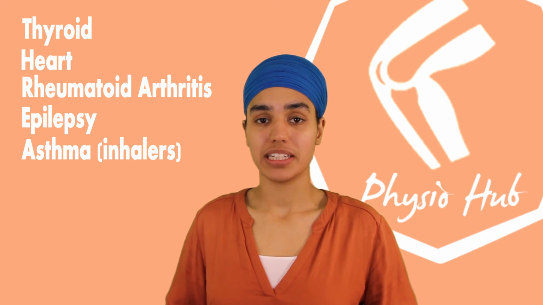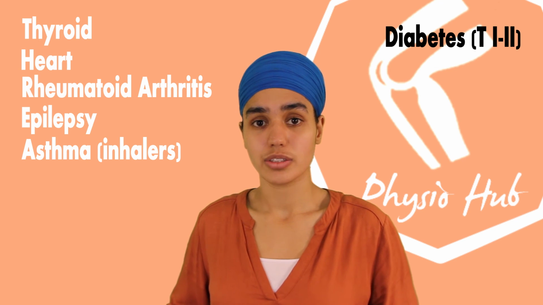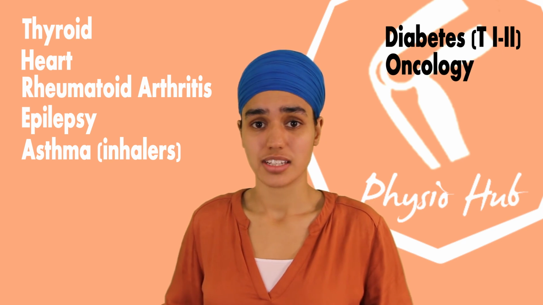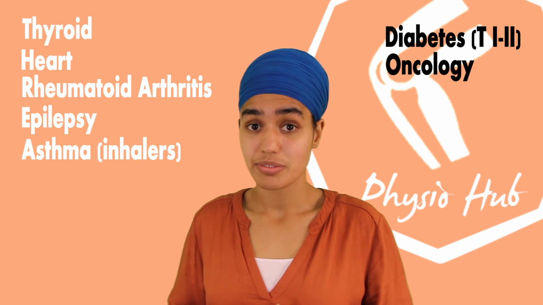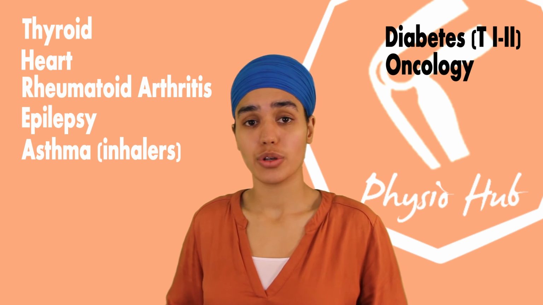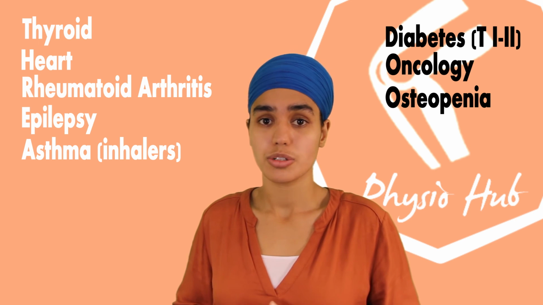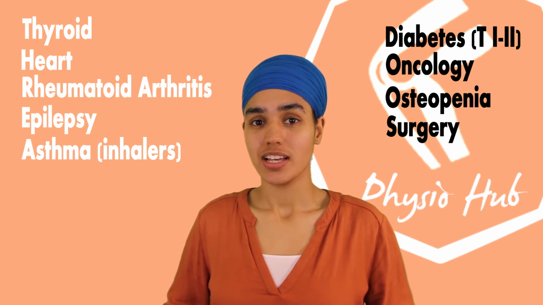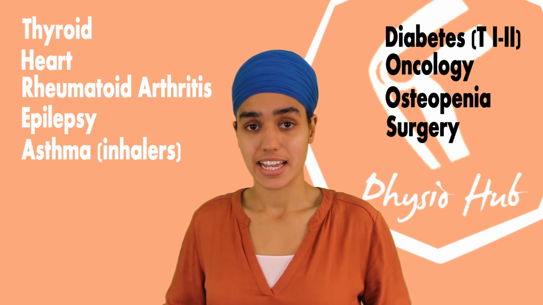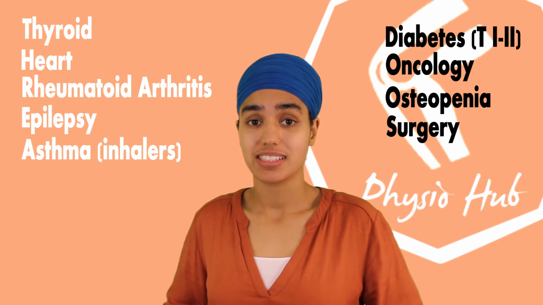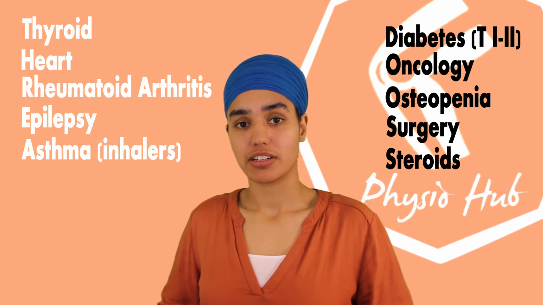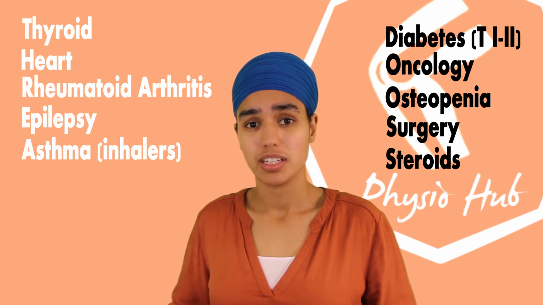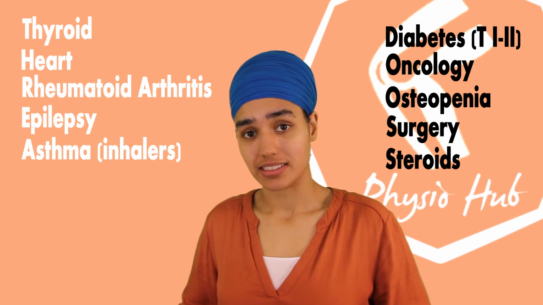And then D meaning diabetes, type 1 or 2. The first O, usually I call it oncology, the history of cancer or even present cancer. The second O, osteopenia or osteoporosis, brittle bones. The first S, surgery, so surgery that is relevant to the area. And the last S being steroids, so the type of steroids that are used for anti-inflammatory purposes. As mentioned with asthma, they can again lower bone density.